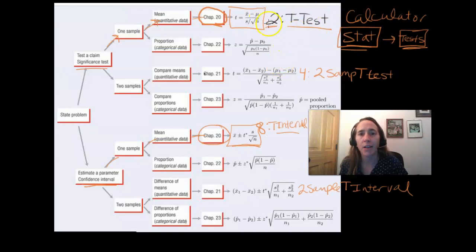I would add which calculator function to use for each of these as well, and you should just have the sheet with you all the time. It should just be for your viewing, because you're going to need all of these formulas.